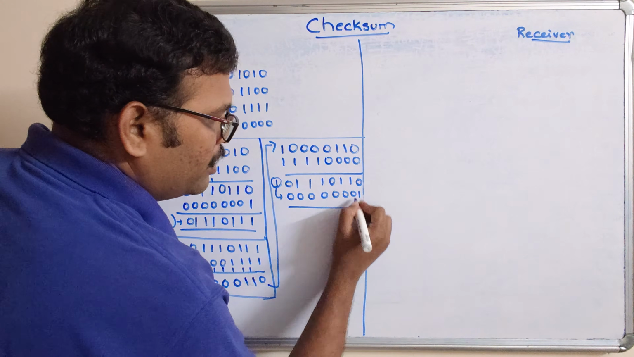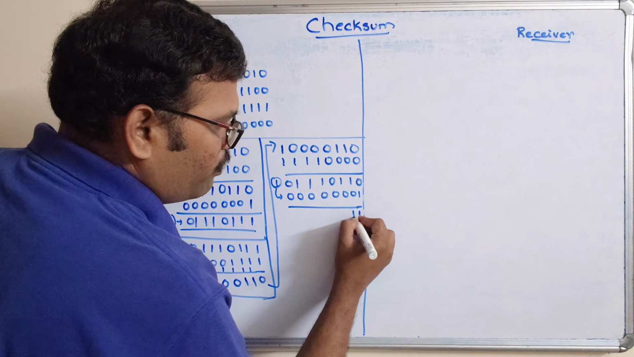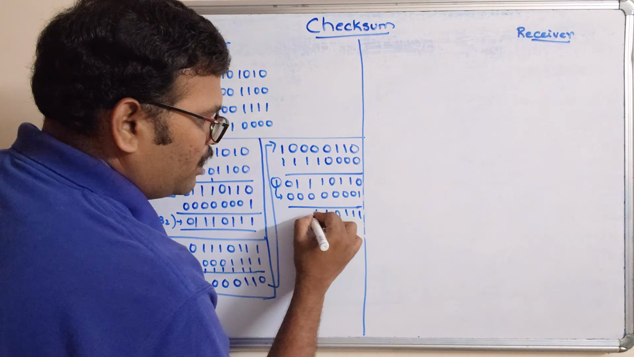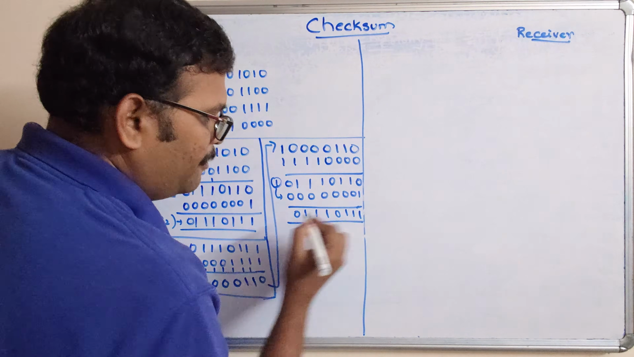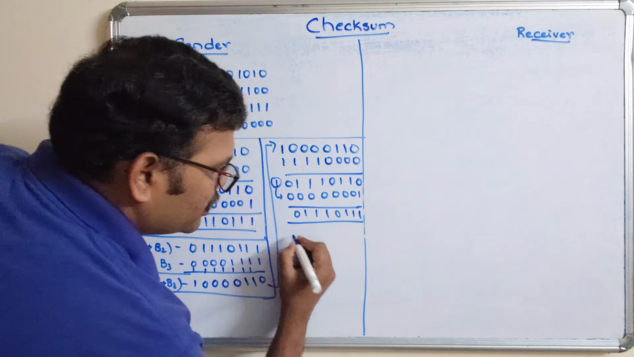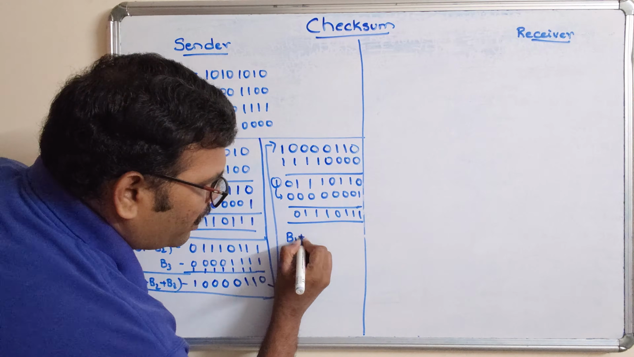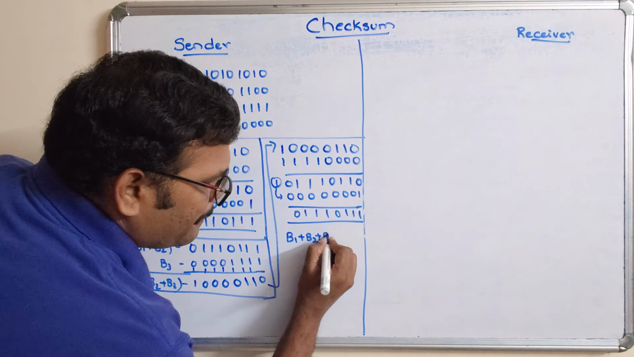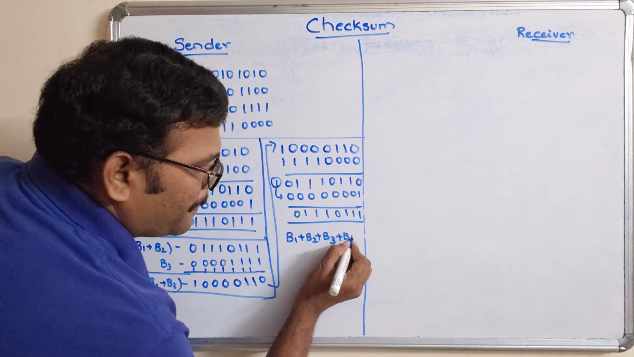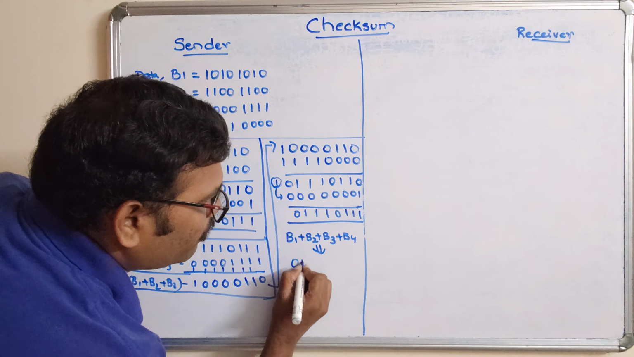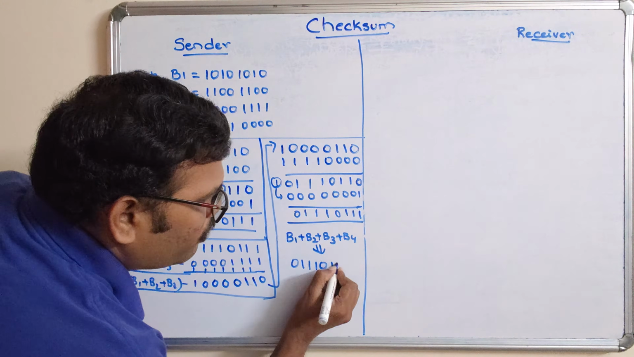How much are we getting? Here it is 1 1 1 0 1 1 1 0. So this is the result. Okay, so what is the result of B1 plus B2 plus B3 plus B4? What is the result? 0 1 1 1 0 1 1 1.